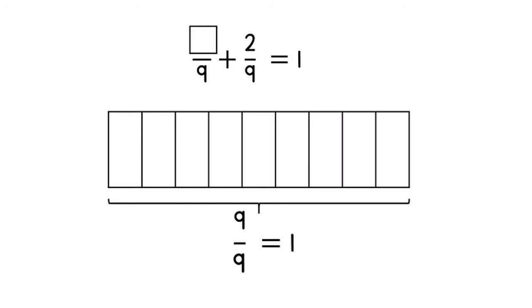So we have the 2 ninths, and all we need to do is fill in the rest of the bar model to give us the whole. So we know that in blue we have 7 ninths. So we know that 7 ninths plus 2 ninths equals 1. So this is just another way of looking at fractions addition.